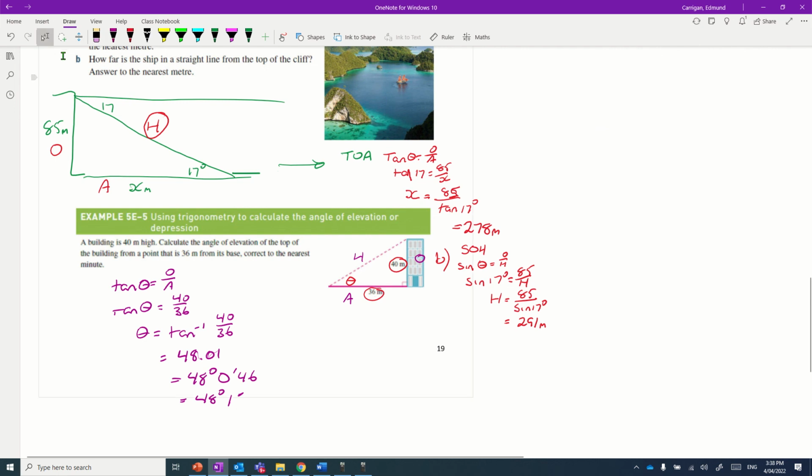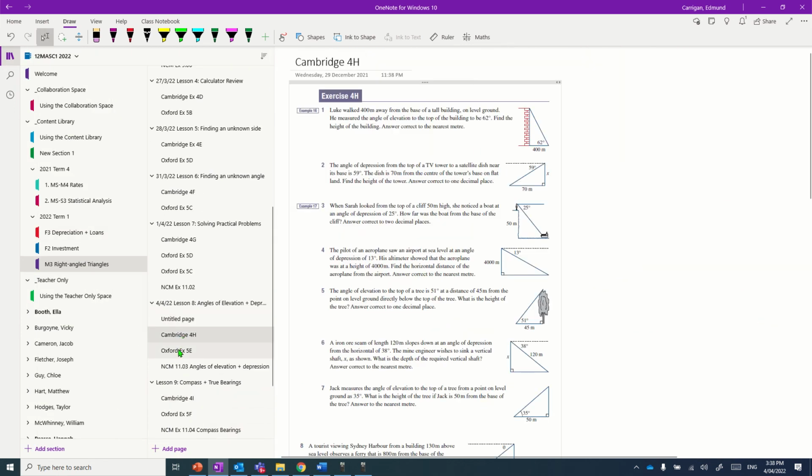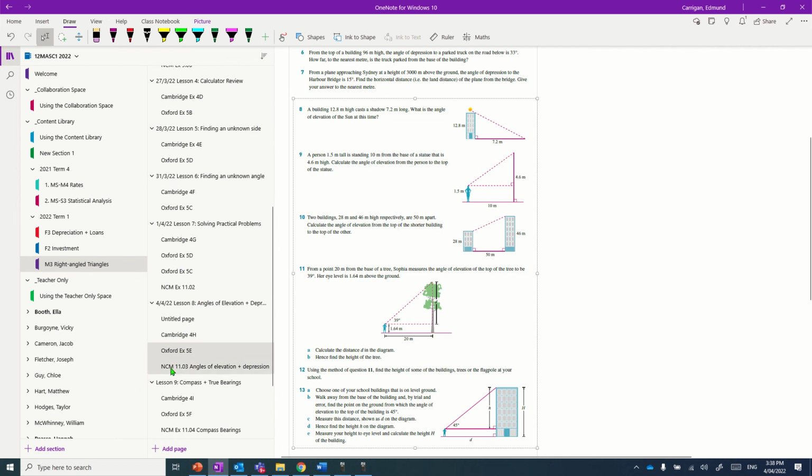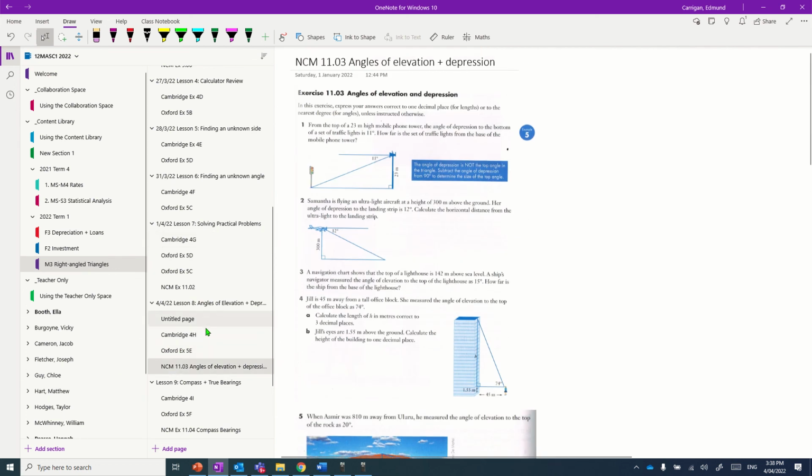Okay, so you've got quite a few problems in here to do. Cambridge is some there, Oxford is some there. I'll go through and put some colours on some of those, and I might also just look up some smarter maths ones, see if I can find some HSC type questions with elevation and depression as well.